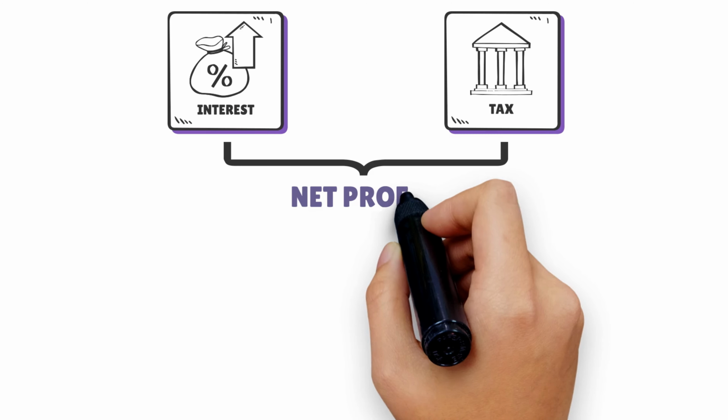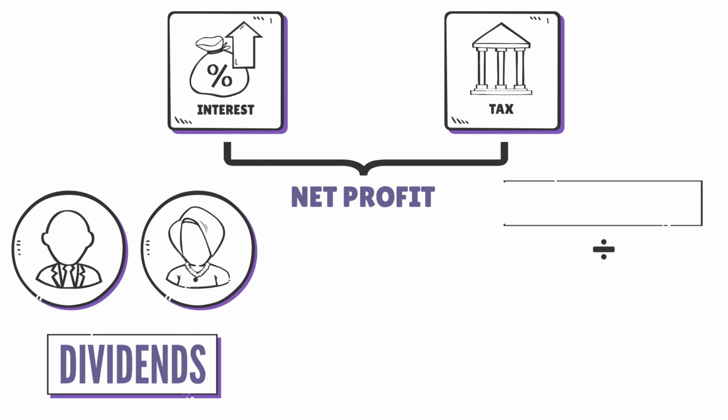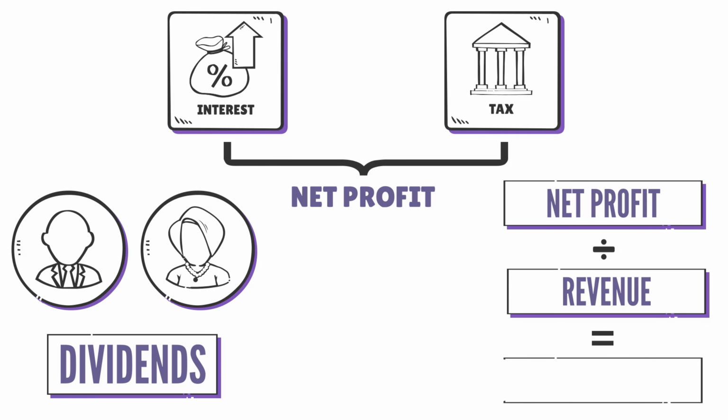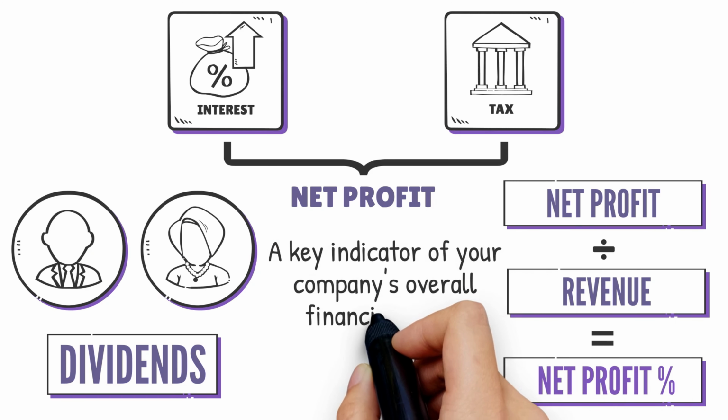Finally, deduct your interest and tax, and you'll arrive at your net profit. This is what's left for shareholders as dividends. Divide net profit by revenue, and you'll get your net profit margin, a key indicator of your company's overall financial health.